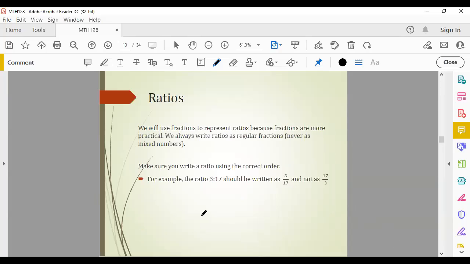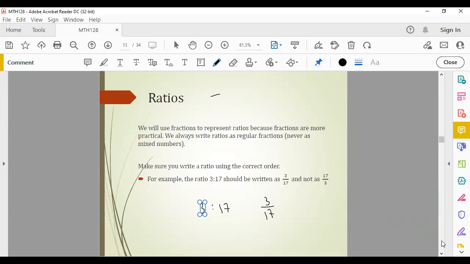Oh, and make sure you set up your ratio in the correct order. So for example, let's say you have a ratio 3 to 17. If you want to write it as a fraction, the correct way is 3 over 17. So the first number will be on top and the second number will be on the bottom. If you write it in the reverse way, it will not be correct.